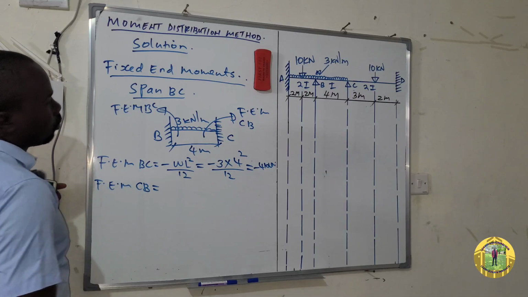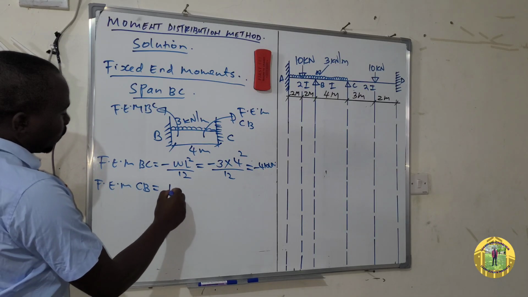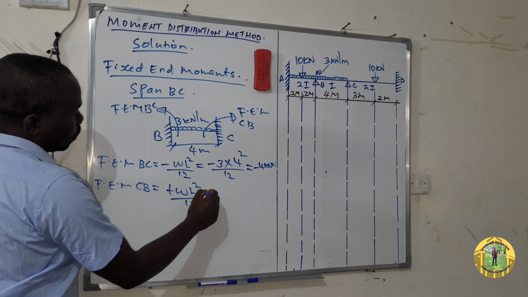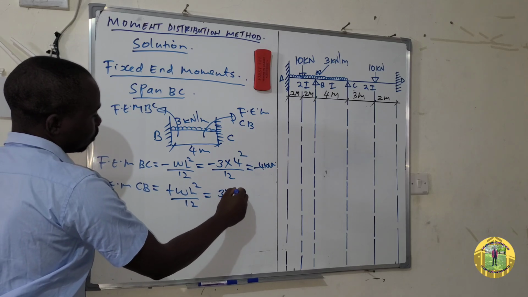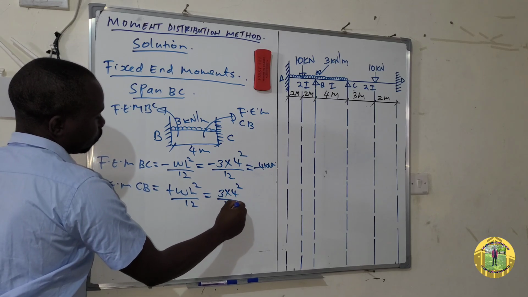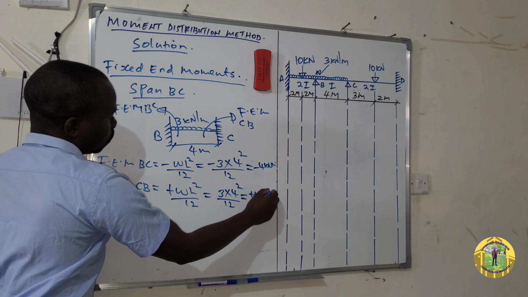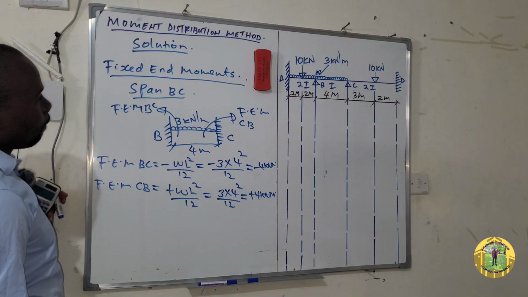And then you proceed to fixed end moment CB. CB, as you can see, is moving in clockwise direction. Therefore, the formula will change to plus WL square all over 12. So this one is equal to 3 times 4 square all over 12, which will give us positive 4 kilonewton meter. So we are done with span BC.